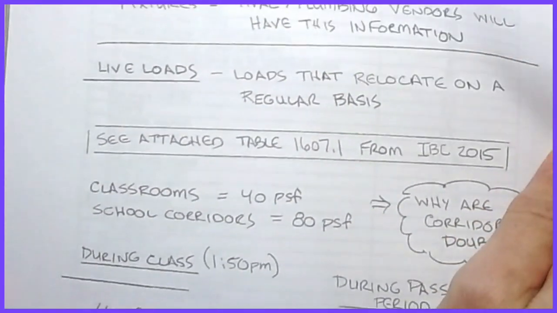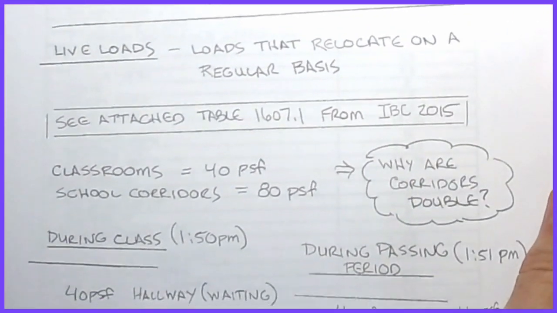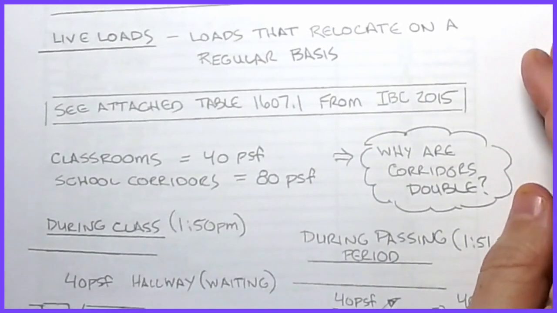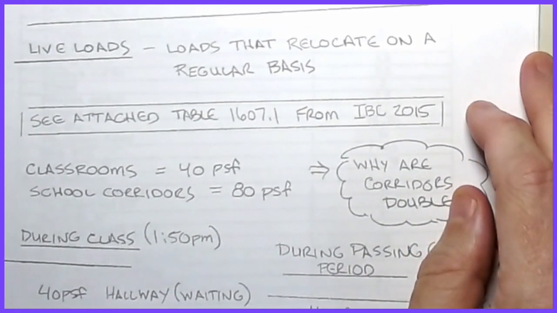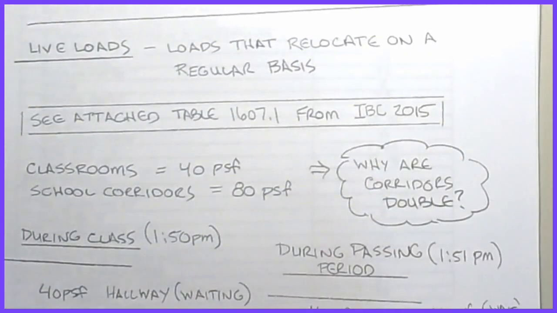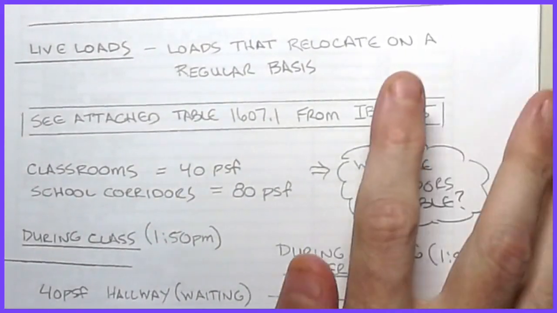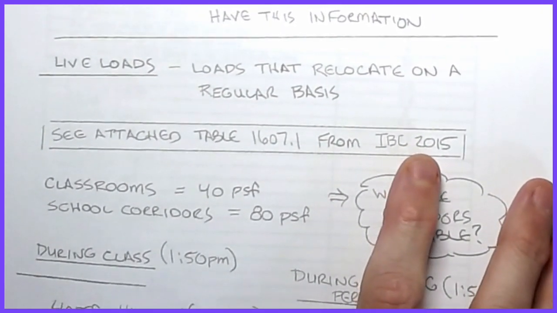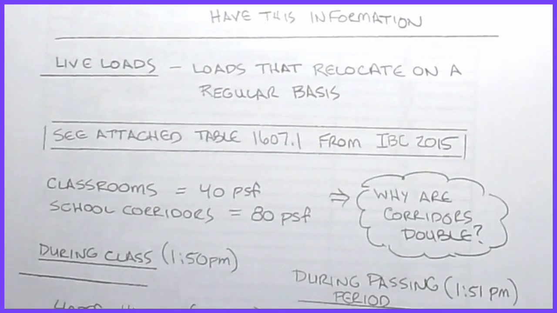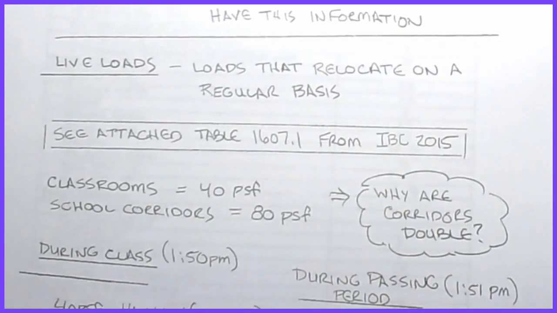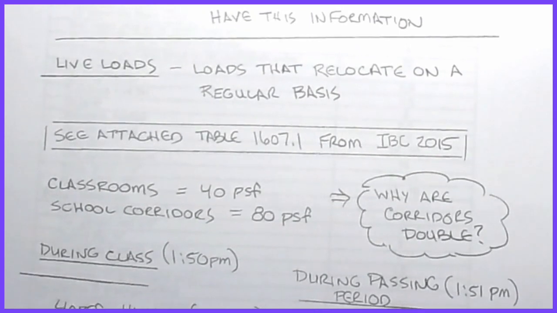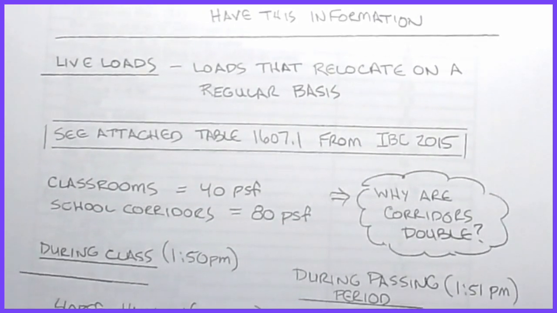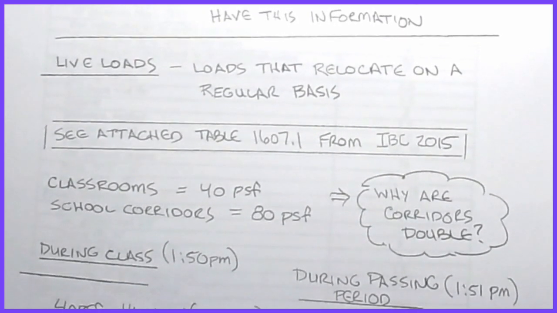Okay, the next category is our live loads. Where dead loads were the loads that are permanent, live loads are ones that aren't. Basically, they can relocate on a regular basis. It could be office equipment like tables and chairs that get scooted around, or people loads, or vehicle loads. All of those can be live loads. They're loads that don't last very long in their current location or have a high degree of movability. Things on wheels are definitely a live load.